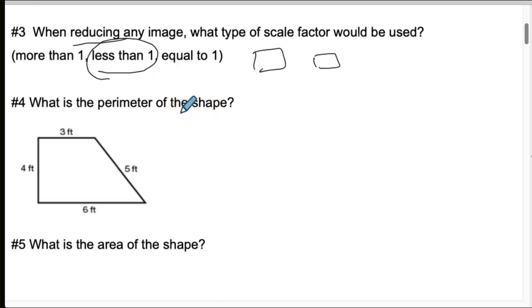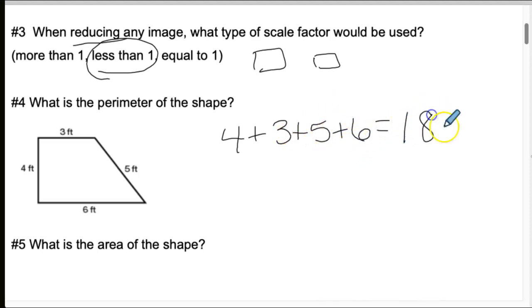Number 4. What is the perimeter of the shape? Perimeter means the outside edge, so we're going to add up all of these sides. So we'll take the 4 plus 3 plus 5 plus 6. 4 plus 3 is 7, 7 plus 5 is 12, 12 plus 6 is 18, and it is measured in feet. So our answer is 18 feet.